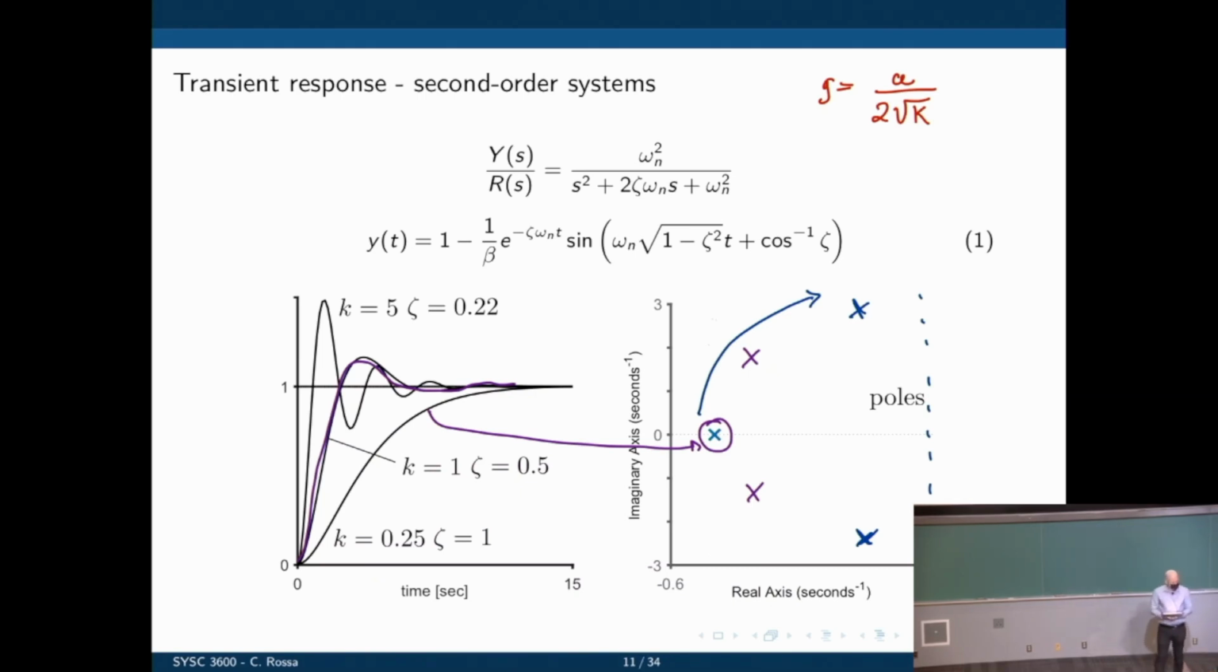Okay. So now we need to be careful. In the first order system, things were easy, were simple, but now we are completely changing the behavior of the system by changing the value of k, by changing its transient response.